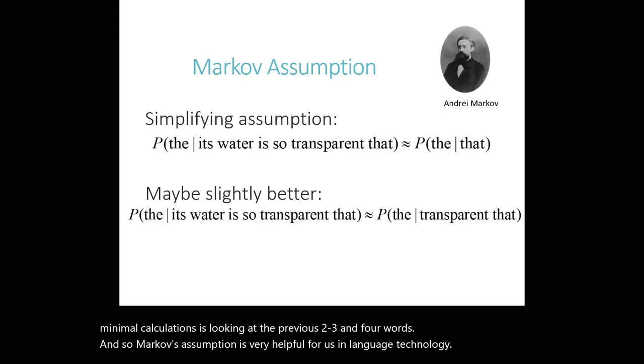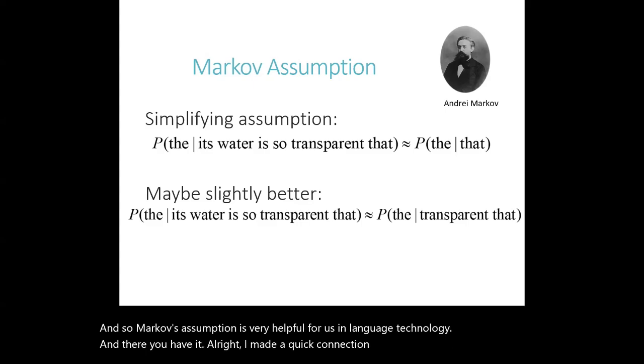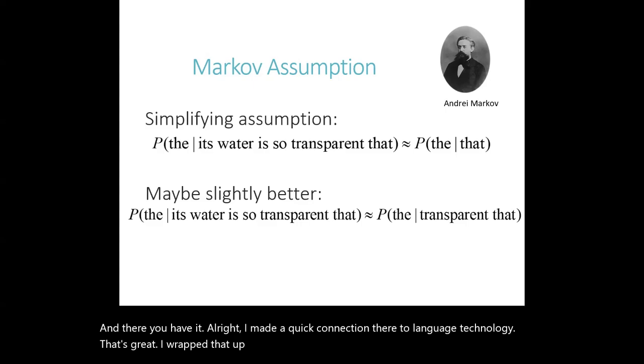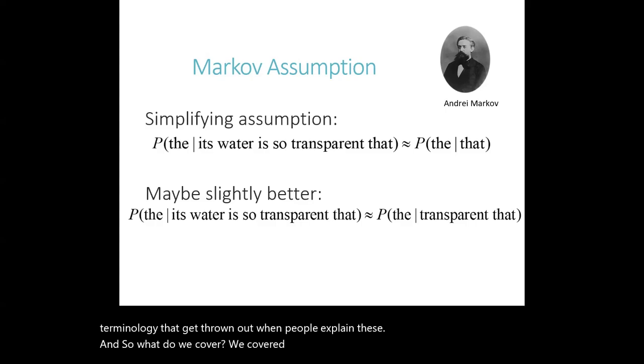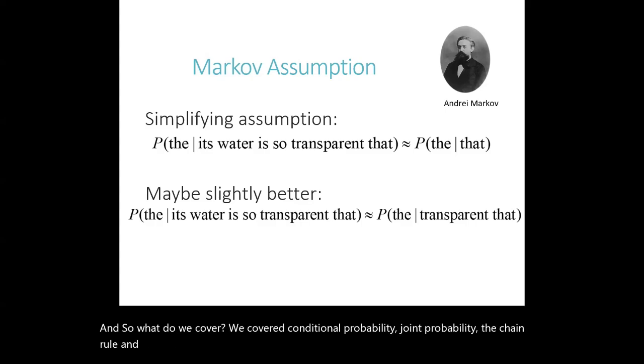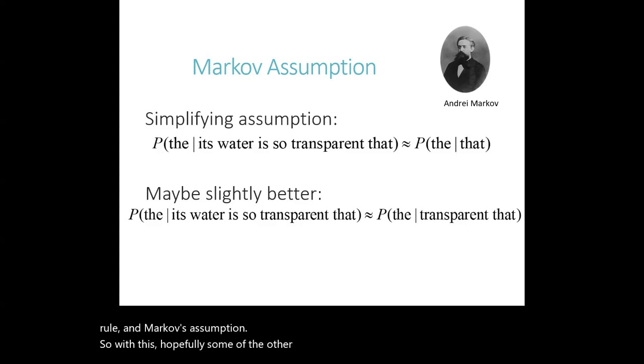And there you have it. All right, I made a quick connection there to language technology. That's great. I wrapped that up. But the point of the video was to cover the formula and the terminology that get thrown out when people explain these. And so what did we cover? We covered conditional probability, joint probability, the chain rule, and Markov's assumption. So with this, hopefully some of the other videos and the reading will make a lot more sense to you.